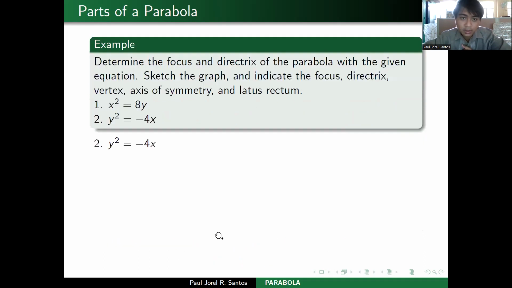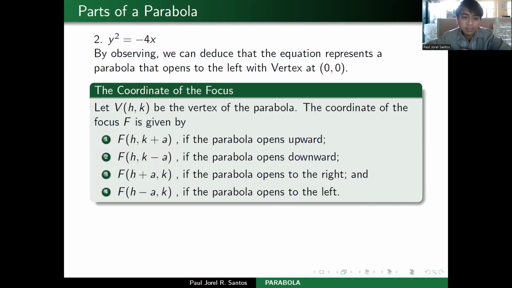Before we graph, I would like to present the second one. y squared is equal to negative 4x. By observing, we can deduce that the equation represents a parabola that opens to the left, with vertex at (0, 0). Now, the coordinates of the focus.